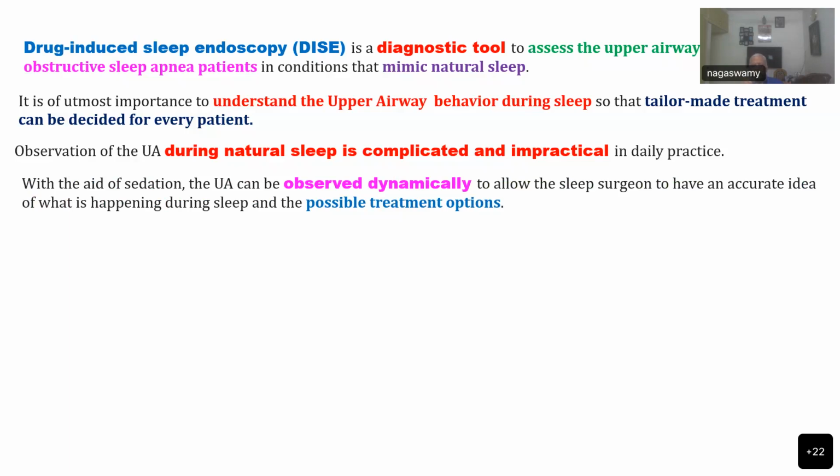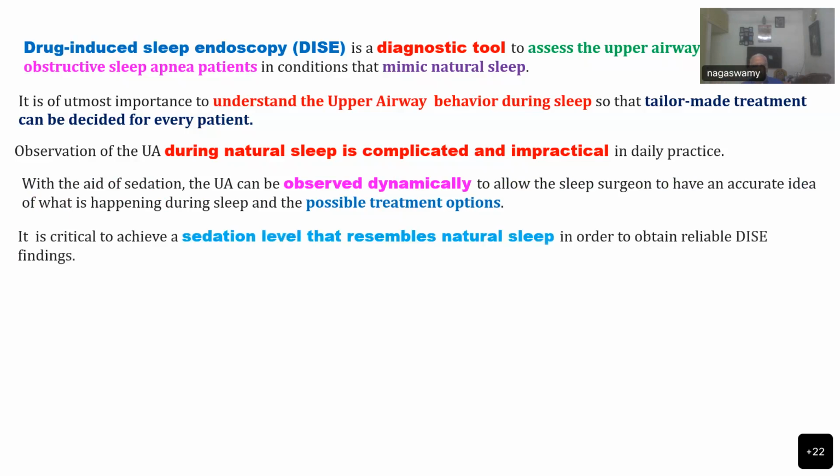That is a very, very important point. That is, the patient is breathing spontaneously, getting obstructed, getting relieved. All these things are observed. So it is called a dynamic observation, and we know what happens during his natural sleep and what are all the possible treatment options. And it is critical to achieve a sedation level that resembles natural sleep. So we artificially induce the condition mimicking natural sleep.